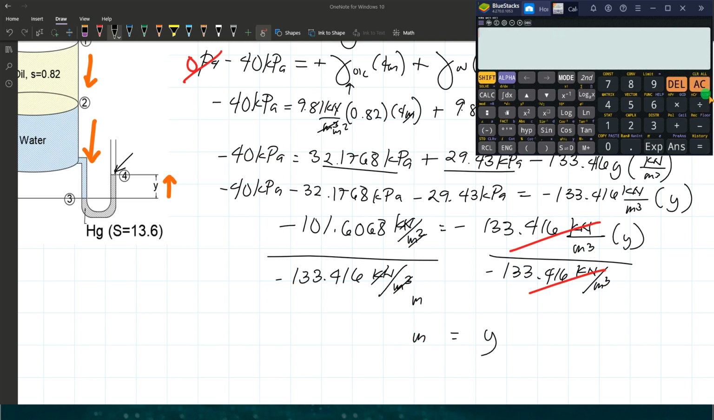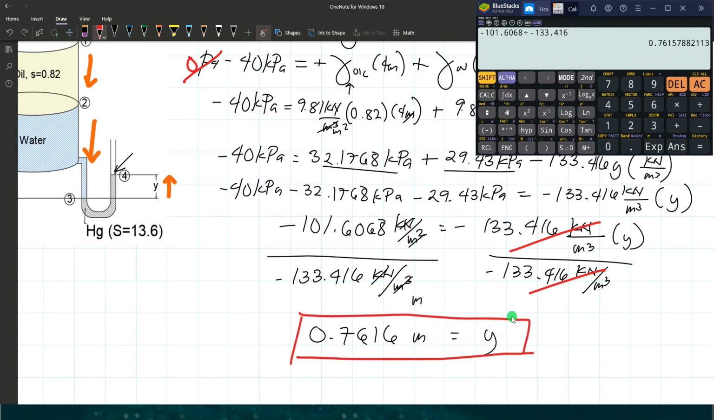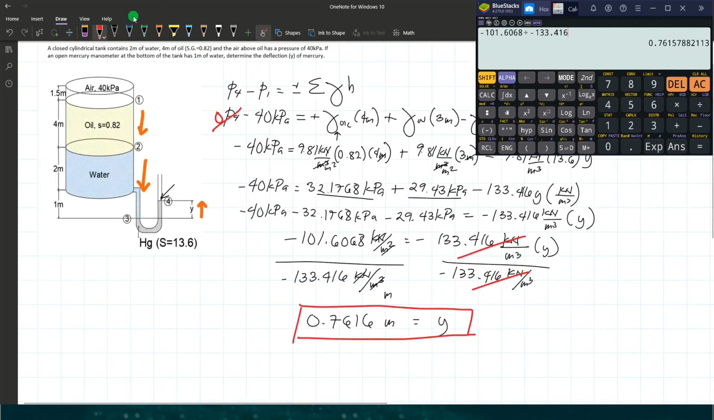So 101.6068 divided by negative 133.416. So that's positive 0.76157 or 0.76 meters. So that's the height. That's the distance y, the vertical distance y. Okay, y equals 0.7616 meters.